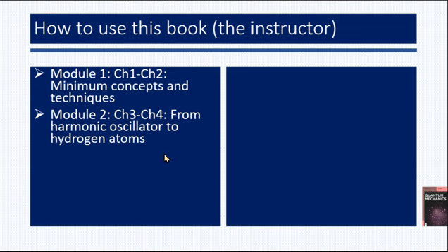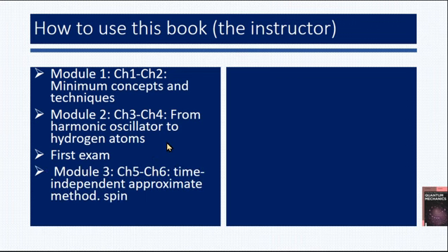And the first exam will be carried out after the first 2 modules. For a one-semester course, this will be the midterm exam. And then after that, we will introduce Module 3. Module 3 includes Chapters 5 and 6, which are time-independent approximate methods, and spin. So this part will be included in Module 3. Then the second exam will be carried out. And afterward, again for a one-semester class, the second exam will be the final.